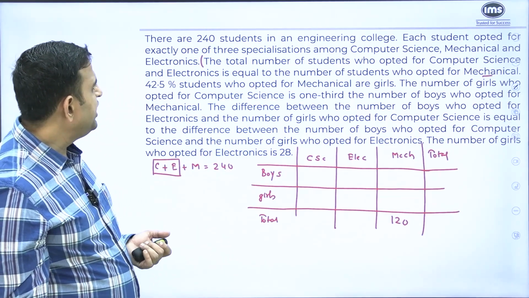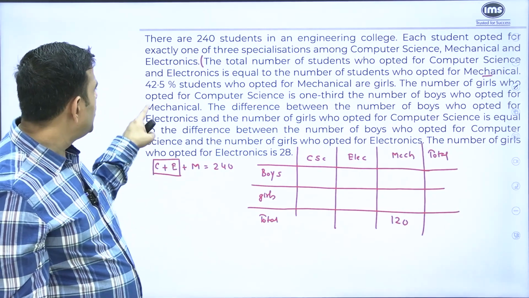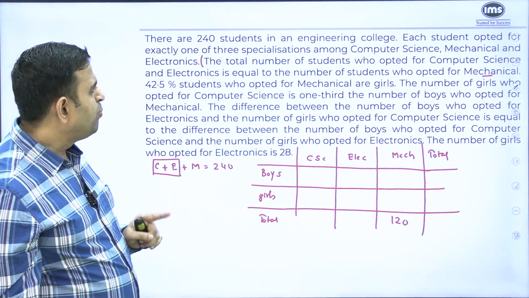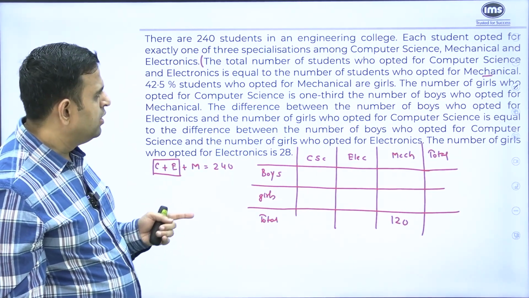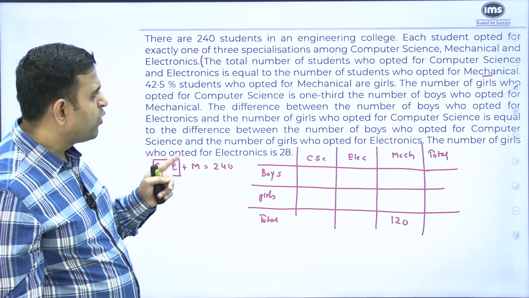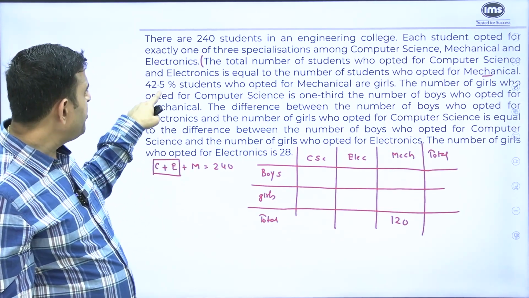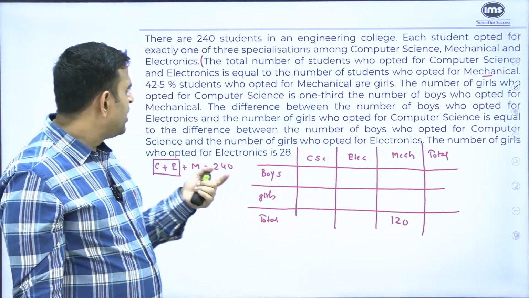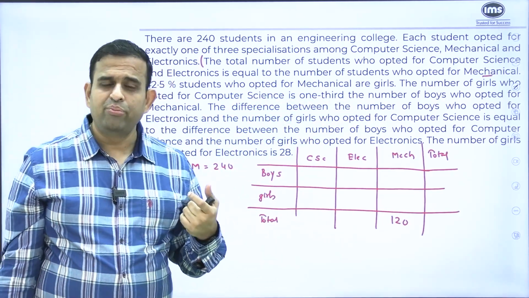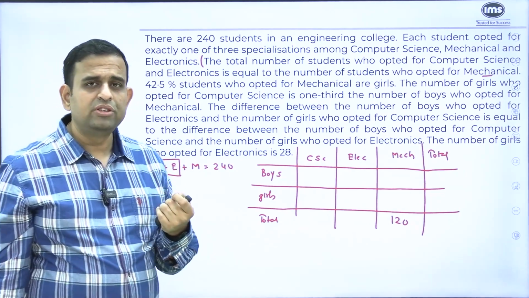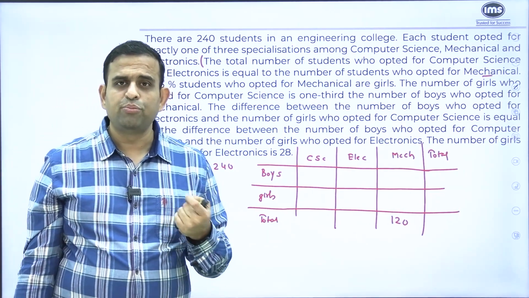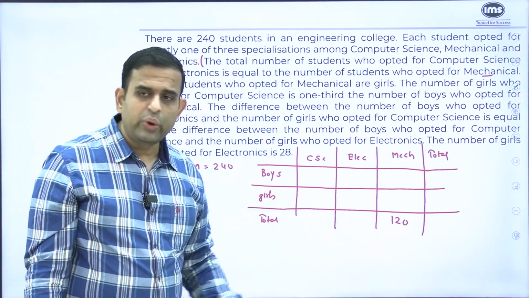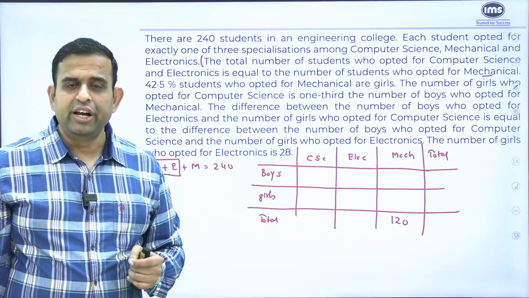If I go further, it says that the number of girls who opted for computer science is 1/3 the number of boys who opted for mechanical. This is not known to us right now. We have not looked at this statement: 42.5% of the students who opted for mechanical are girls. Now understand the number 42.5%. The term 40% basically corresponds to 2 by 5. How much is 2 by 5 of the number 120? That becomes equal to 48.